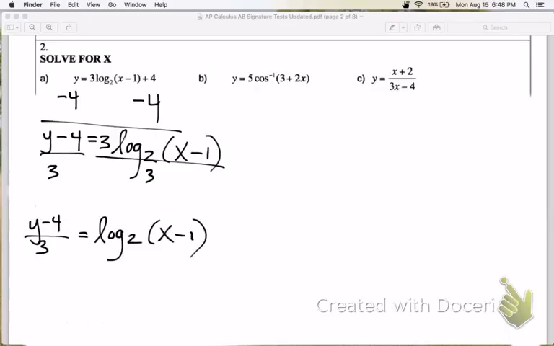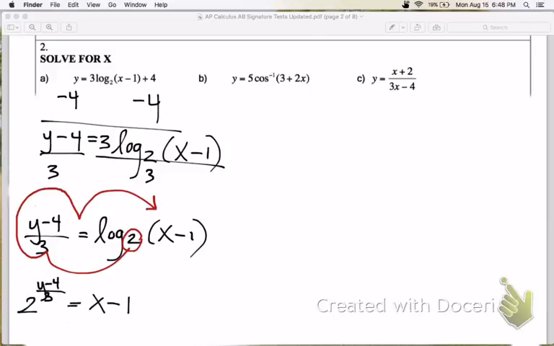So now that the logarithm is isolated by itself, we can get rid of it by putting it into exponential form. For students who had my class, I've taught converting to exponential form as the wraparound. So if you start with the base, it'd be 2 to the power of the left-hand side of the equation equals what's left over right here. So if we rewrite that in exponential form, we get 2 to the power of y minus 4 divided by 3, and that's all up in the exponent, equals x minus 1.